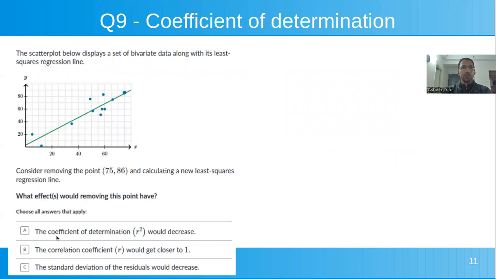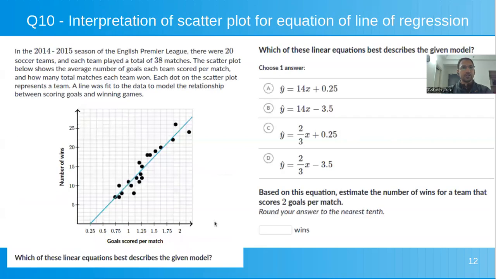This question is about coefficient of determination, and it is basically not about the coefficient of determination, but you should know it. You should know what would be the impact of removing a data point on the coefficient of determination, on the correlation coefficient, and on the standard deviation of residuals. So this is a multiple choice, multiple correct answer question. Multiple concepts apply here.